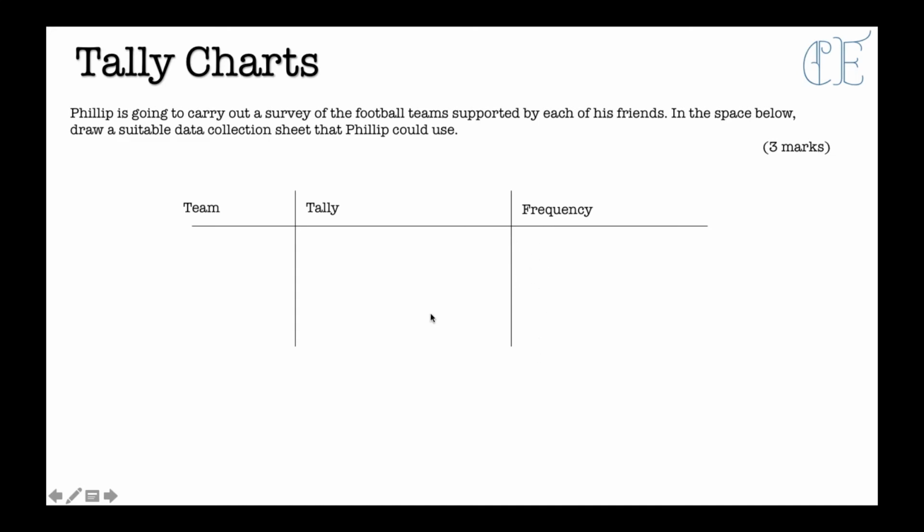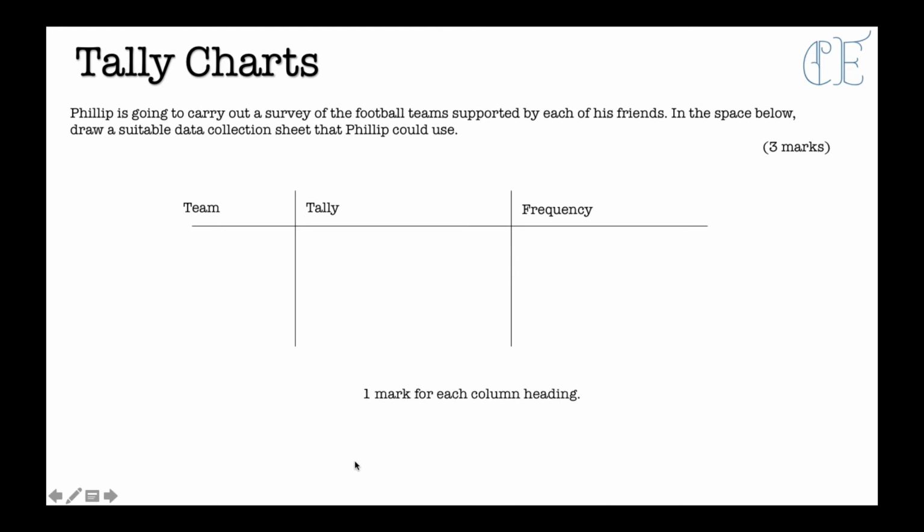Now, it doesn't matter because you don't actually have to do it. That's the point of this question. You don't actually have to find out any information. This is the answer. This is a data collection sheet that Philip could use. It's not asking you. So people tend to think that you've got to write in some football teams and things like that. You haven't. You haven't got to do anything.